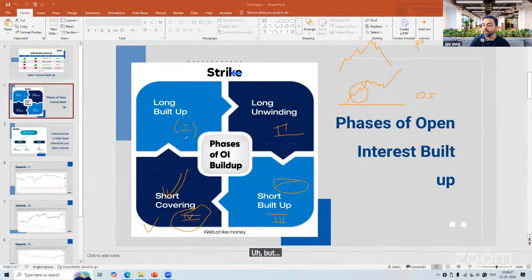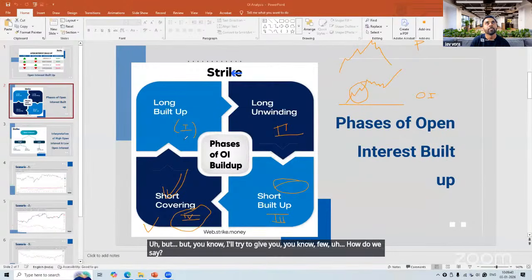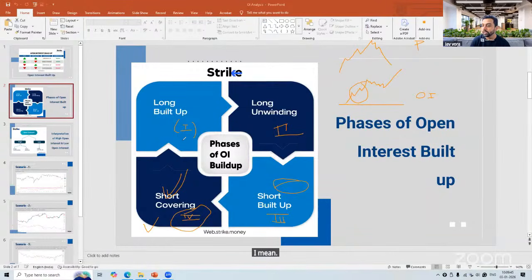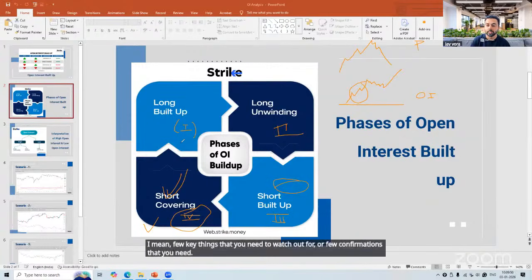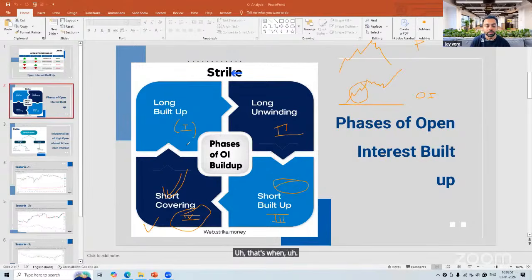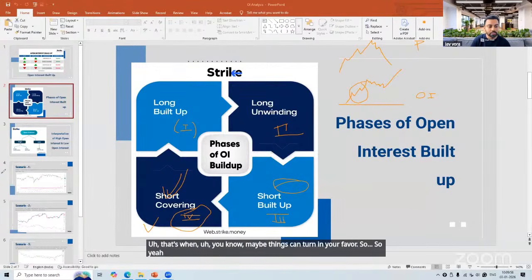But I'll try to give you a few key things that you need to watch out for, or a few confirmations that you need. That's when maybe things can turn in your favor. So yeah, these are the four phases.